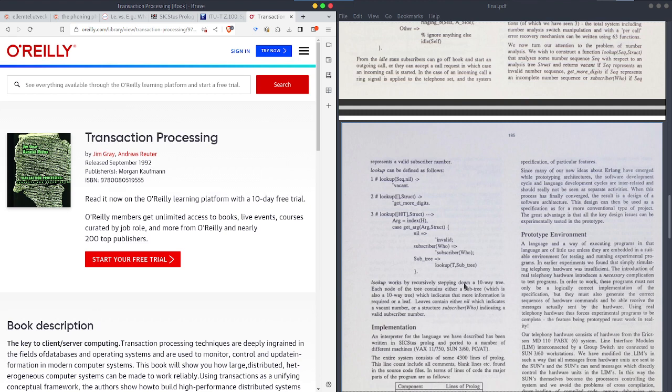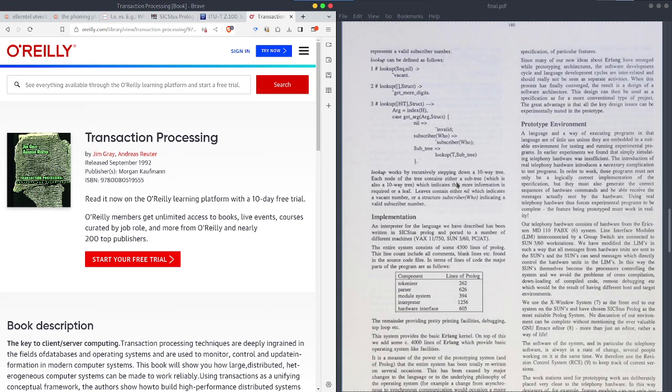Lookup works by recursively stepping down a 10-way tree. Each node of the tree contains either a subtree, which is also a 10-way tree, which indicates that more information is required, or a leaf. Leaves contain either nil, which indicates a vacant number, or a structure subscriber row, indicating a valid subscriber number.